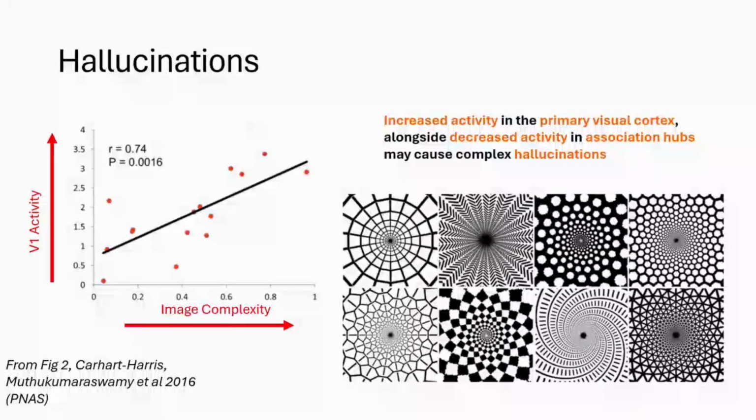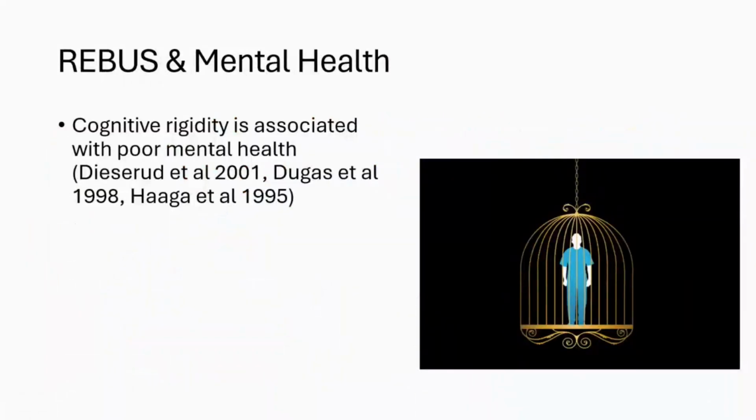And again, as a reminder, this is alongside this decrease in activity in these areas that are associating and integrating and in control. So this increased activity in the primary visual cortex, alongside the decreased activity in these association hubs, may cause these complex hallucinations that are the staple piece of a psychedelic experience.